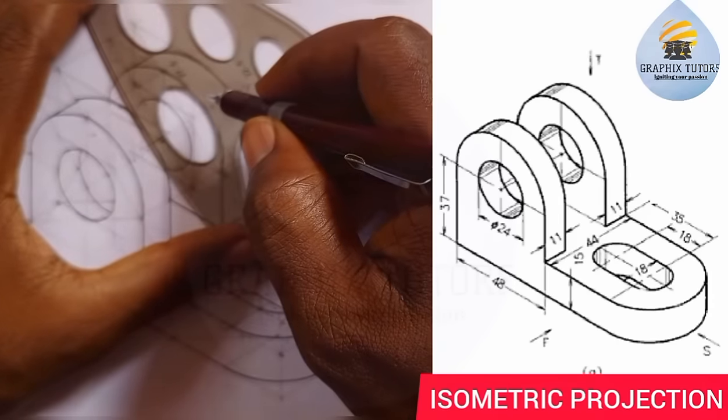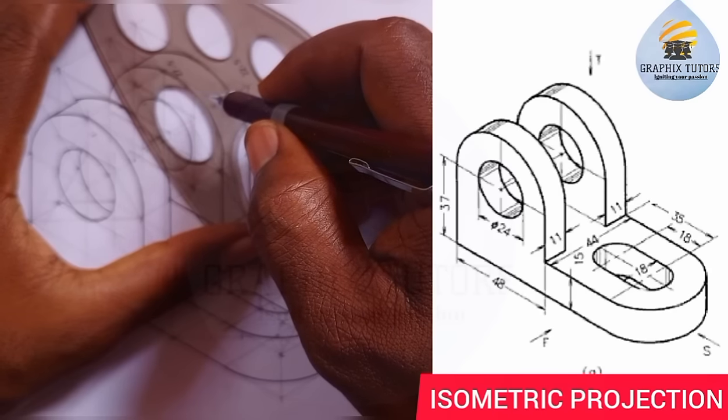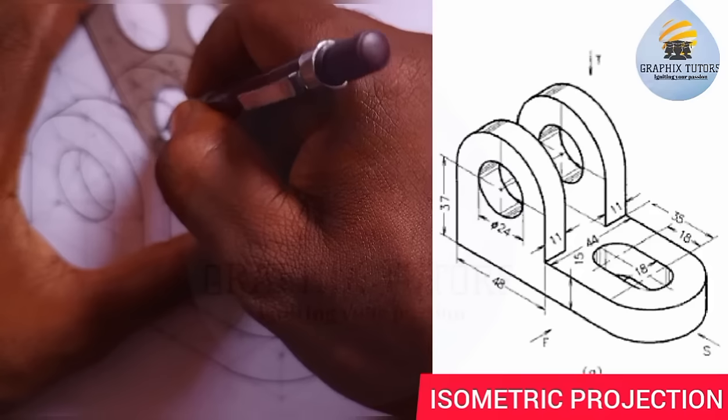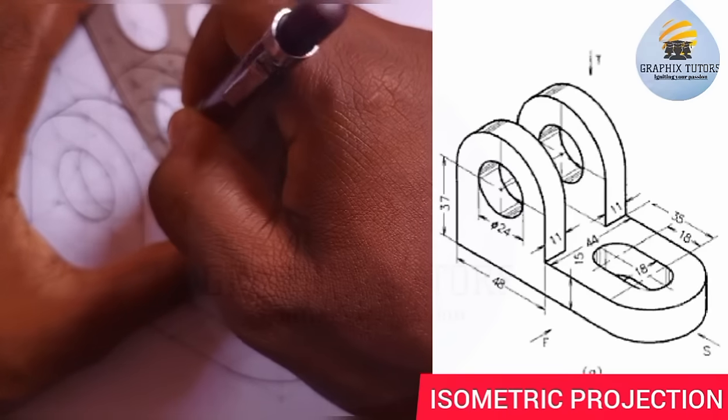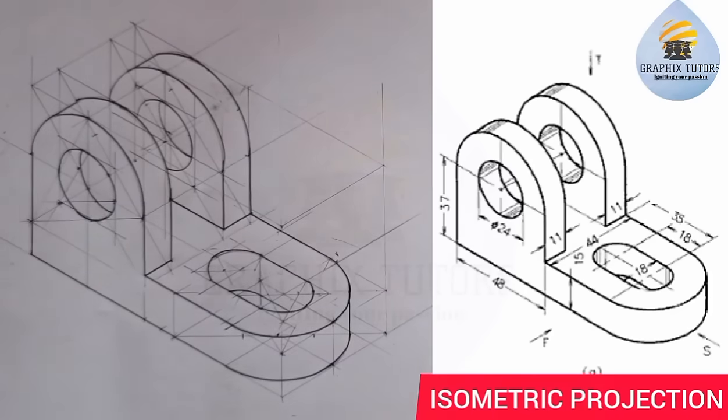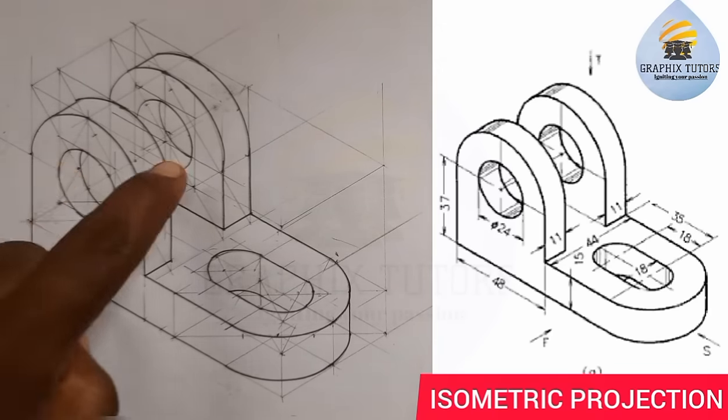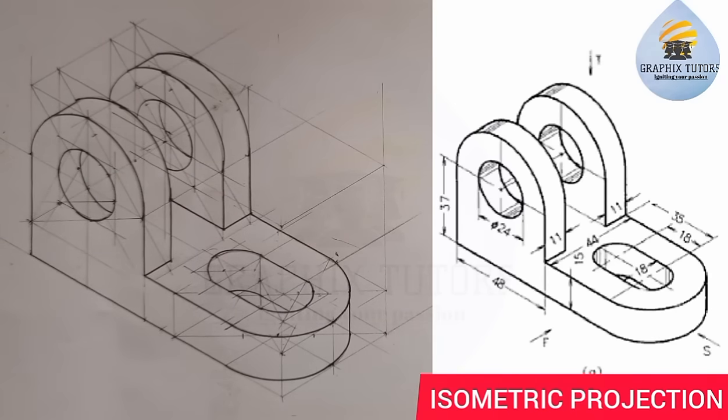And I'll stop here to save you time and energy. You see that? So this is what we have here. Either you construct the way I did this, or you just use your French curve and you get that. So we have successfully reproduced the figure that is displayed at the right hand side of the screen in isometric projection.